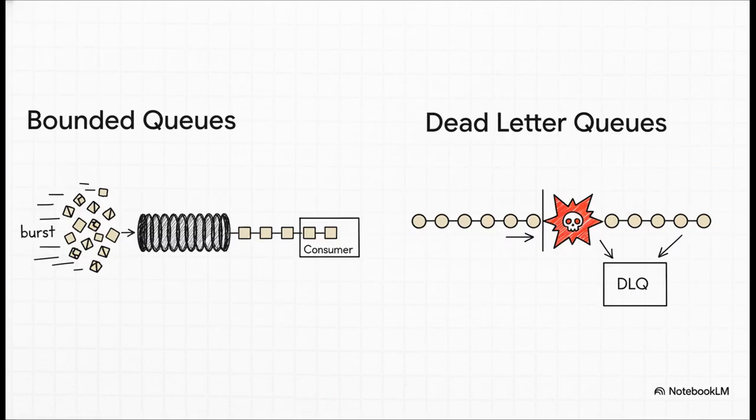And there are a couple of other patterns that are absolutely essential for resilience. A bounded queue acts like a shock absorber inside your consumer, smoothing out any sudden bursts of messages. And a dead letter queue, or a DLQ, is your safety net. It prevents a single poison pill message, one that just keeps failing, from blocking your entire pipeline. It just shunts that bad message aside so you can look at it later.